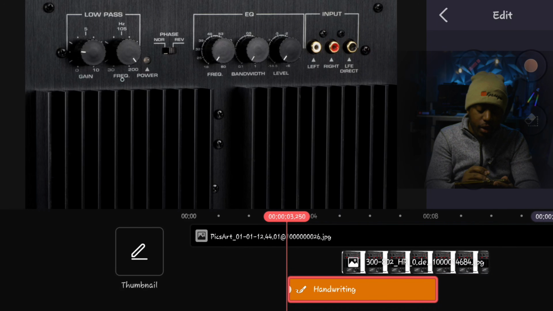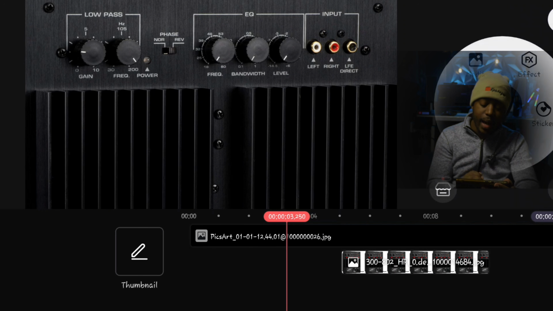All right, so now we are on to plate amp number 2. Similar controls, but we have some new things now. So we still have our gain, we still have our frequency, we still have a crossover, right? We still have our phase, normal or reverse, but look at the EQ section here. We now have something new. We didn't have this in the last amplifier.